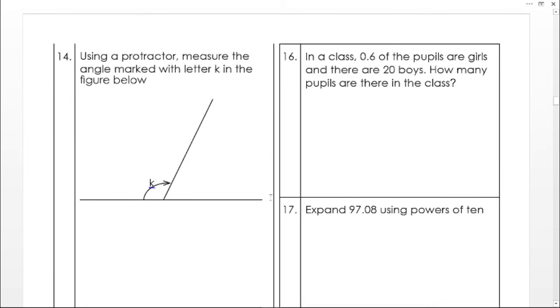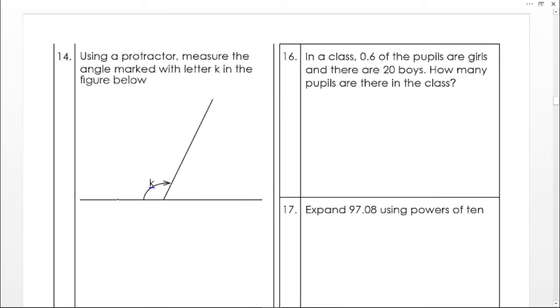Okay, we are having this other question. They are telling us that using a protractor, and some of you call it protractor, it is not protractor, it is protractor, measure the angle marked with the letter K in the figure below.